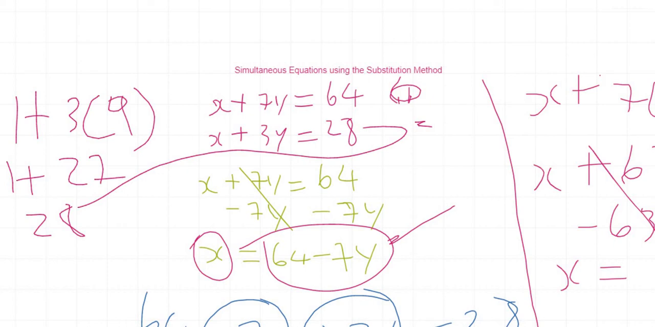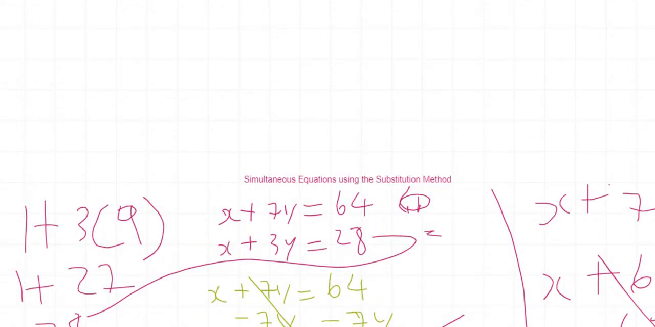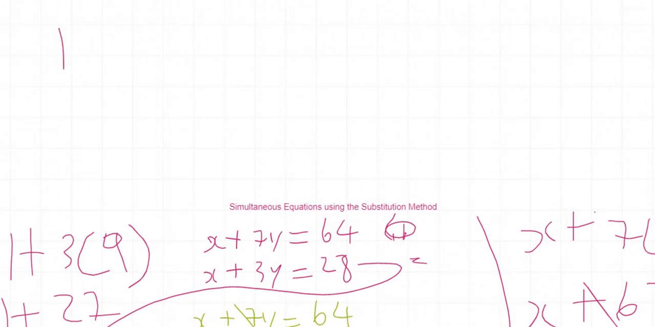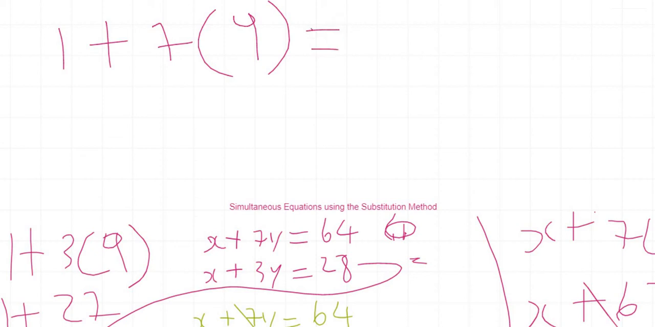We could actually use equation 1 also to find out if x is actually equal to 1 and y is actually equal to 9. Anywhere we see x, we put 1 plus 7 times 9, and let us see if this is equal to 64. So 7 nines gives us 63, and 1 plus 63 gives us 64.